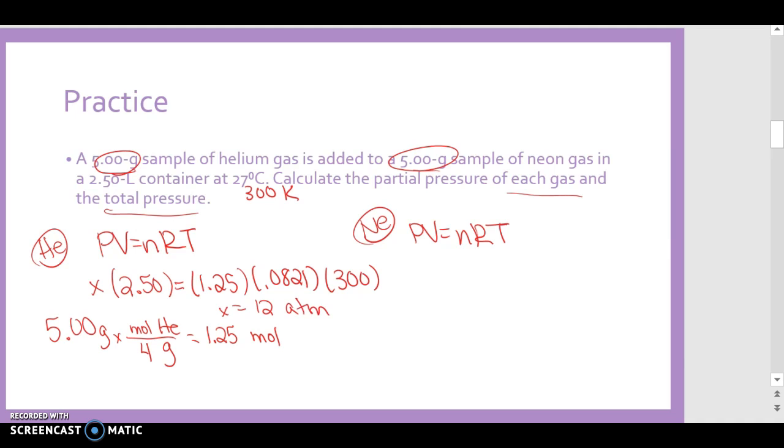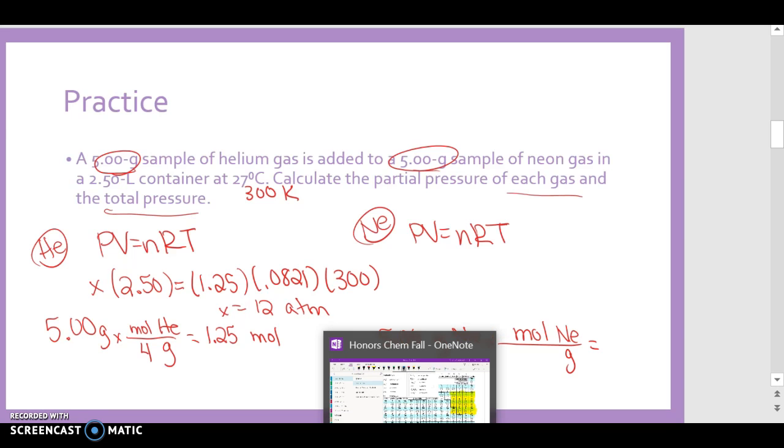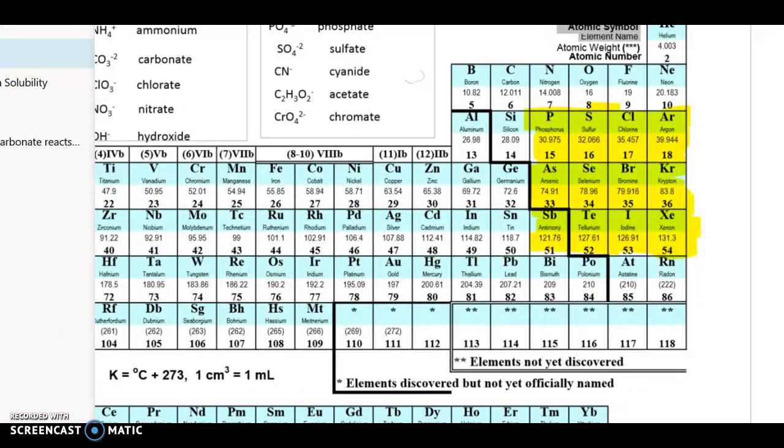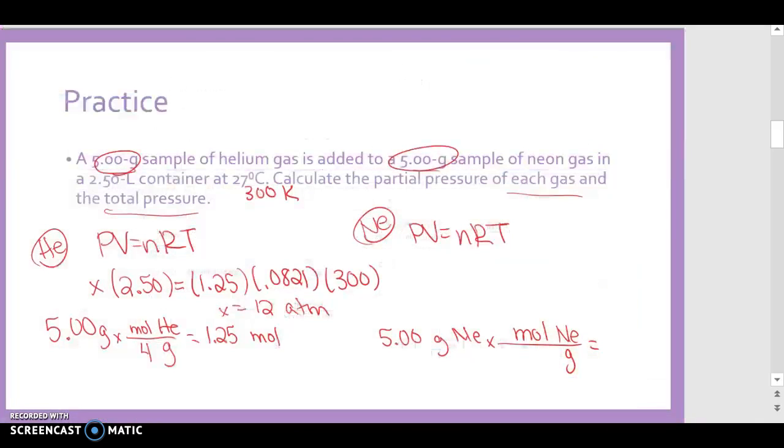Now we'll do our neon. So 5 grams of neon. Mole of neon gets 20. Yes.